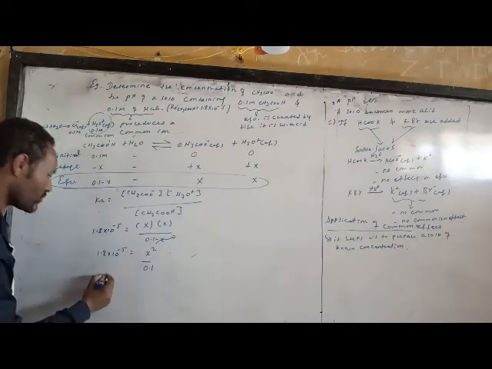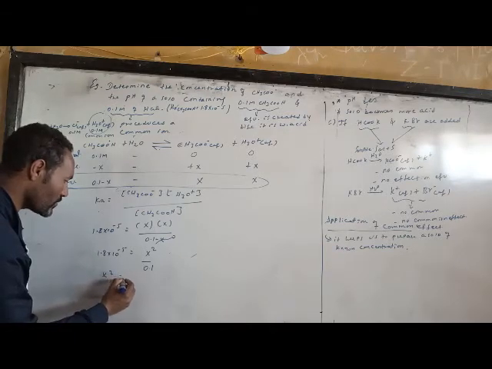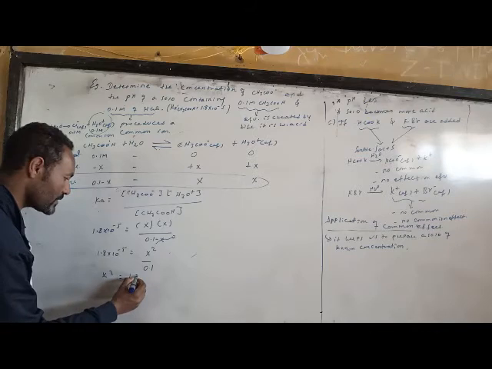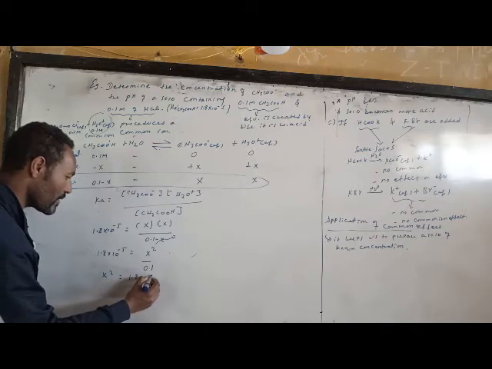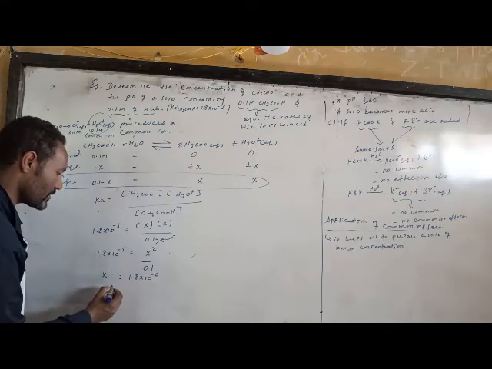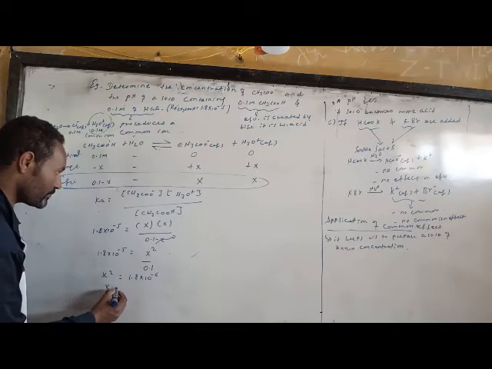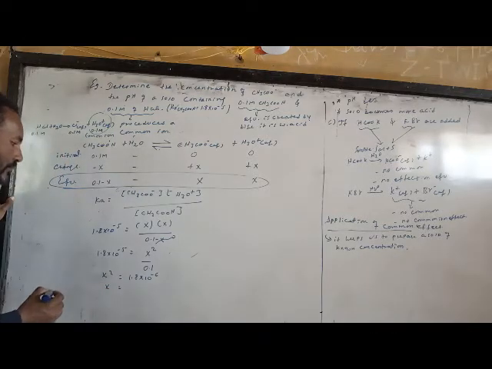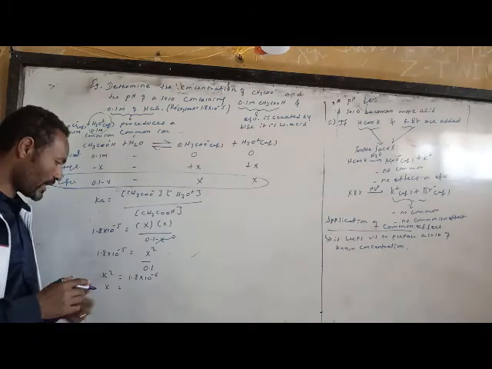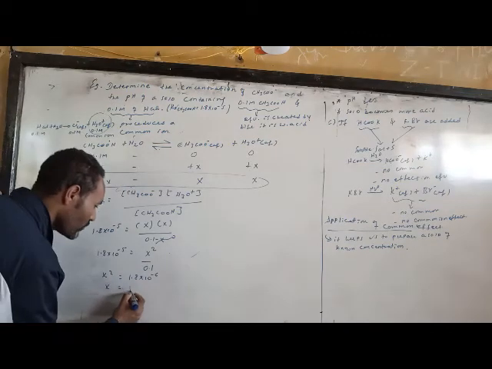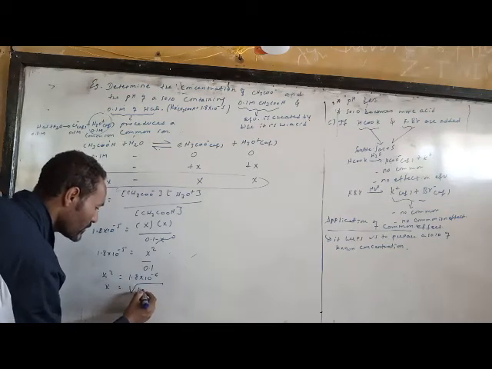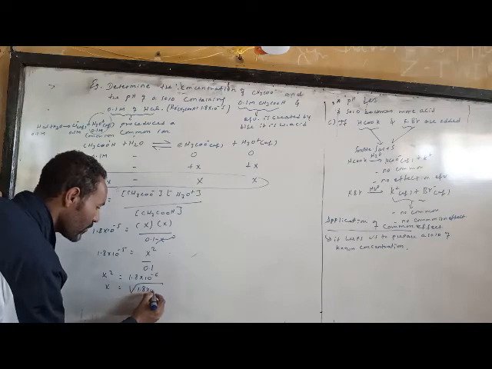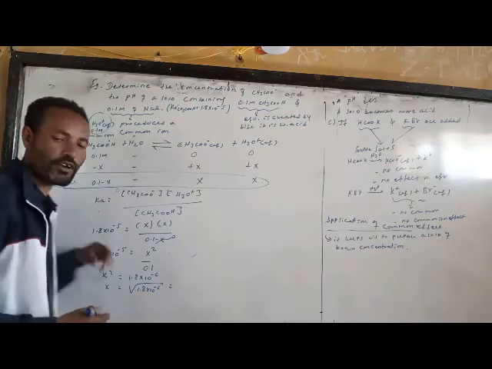So now X squared is equal to 0.1 times this, which is found to be 1.8 times 10 to the power minus 6. So X is found to be the square root of 1.8 times 10 to the power minus 6.